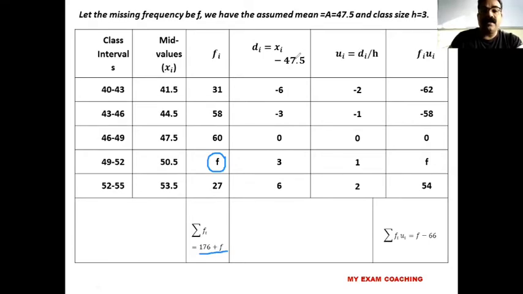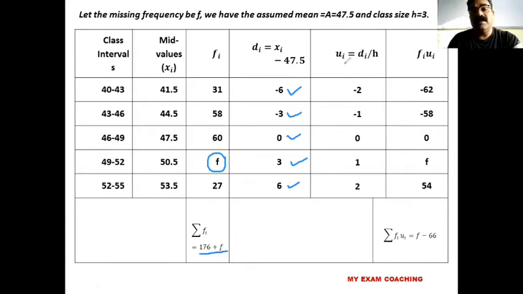41.5 minus 47.5, so we got minus 6. 44.5 minus 47.5, we got minus 3. Then 47.5 minus 47.5, we got 0. 50.5 minus 47.5, we got 3. And 53.5 minus 47.5, we got 6. So this way we can calculate the deviation of the mid values from the assumed mean.